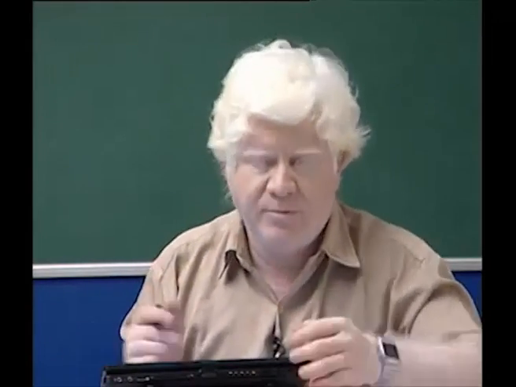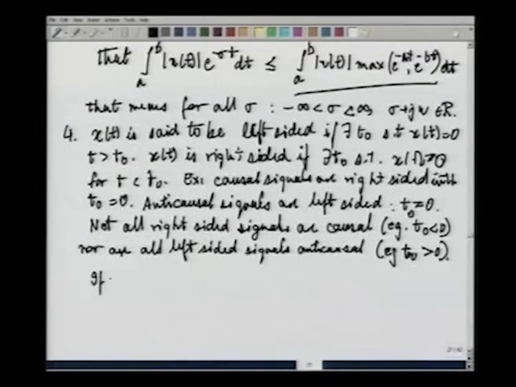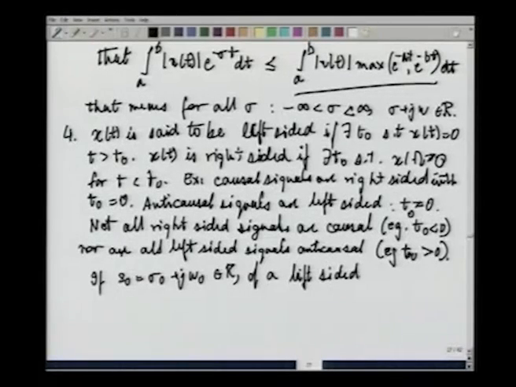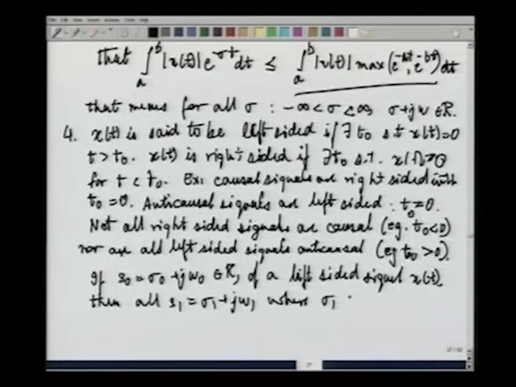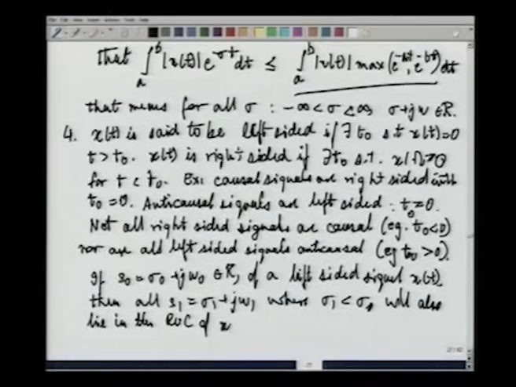Now, we will go to the actual claim about the ROC. It is claimed about the ROC that if S naught equal to sigma naught plus j omega naught is in the ROC of a left-sided signal x t, then all S 1 equal to sigma 1 plus j omega 1, where sigma 1 is less than sigma naught, will also lie in the ROC of x t.